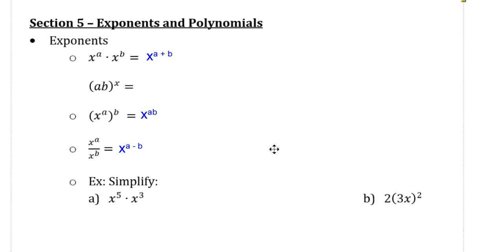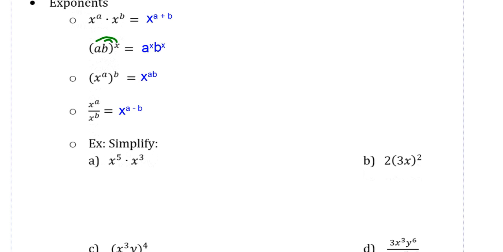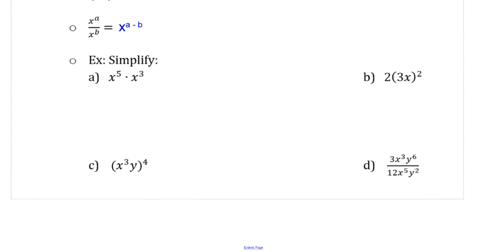Another thing we want to keep in mind is that if I have a product of some sort and I'm raising a whole product to a power, then that exponent actually gets distributed over multiplication. So in this case, when I have a times b to the x power, that's going to result in a to the x times b to the x. So just an example of how some of these operations work.